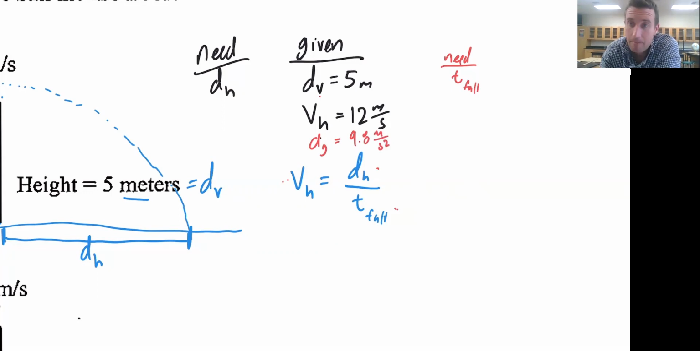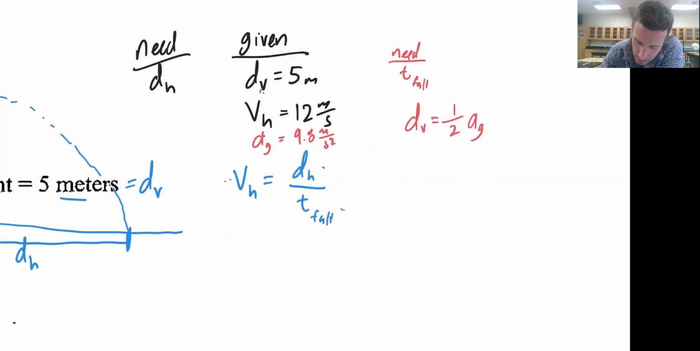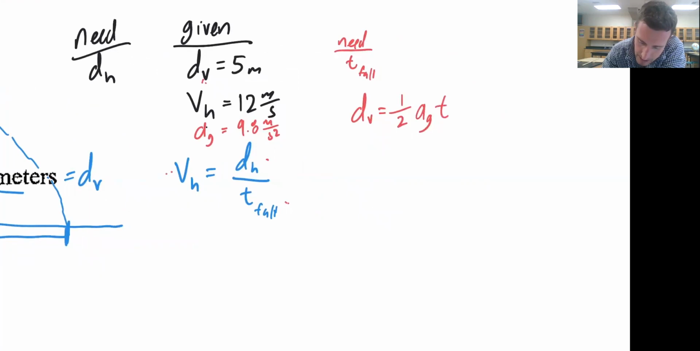So it's not given to me, but I know that acceleration due to gravity is 9.8 meters per second squared, and I need time. So I would go and check on my physics everything sheet, and I have an equation for vertical distance, and that equation for vertical distance is distance vertical equals 1/2 acceleration due to gravity times the time of the fall squared. Okay, so now I can plug in the values that I have.